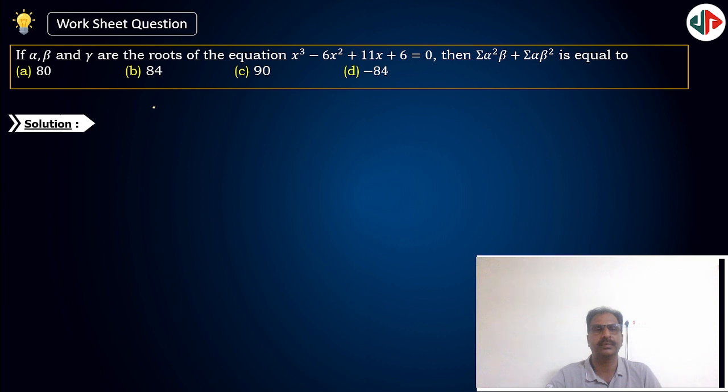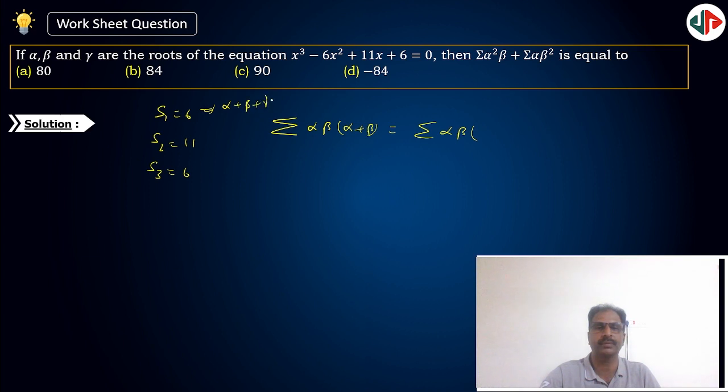Next, alpha, beta, gamma are the roots of the given equation. S1 is 6, S2 is 11, S3 is 6. The required value is sigma alpha beta into alpha plus beta. Take alpha beta common, then you get alpha plus beta. S1 means alpha plus beta plus gamma is equal to 6, so alpha plus beta is 6 minus gamma.